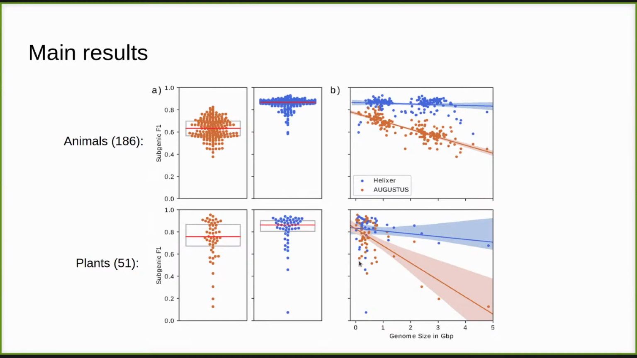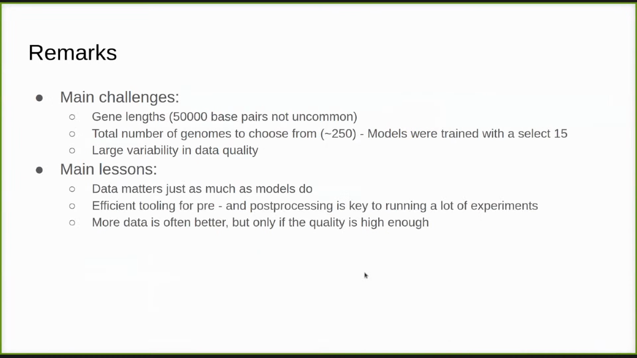So for the plants, it's similar, but the spread is also large. So final remarks. The main challenges we faced were just gene length in general. They can be very long, especially for mammals, can be easily 50 base pairs. We had a relatively large number of genomes. I mean, there are more than 250 published genomes, but still a lot of genomes to choose from. And we trained with 15 of them. Choosing the 15, or the number, was not obvious. There's a large variability in data quality, very large and very hard to understand properly.